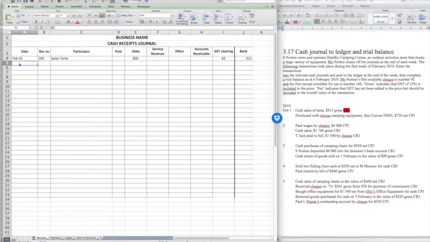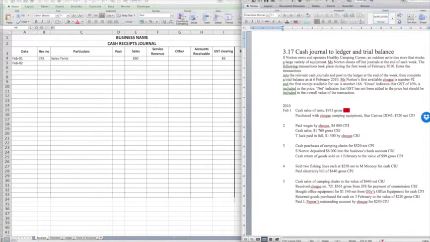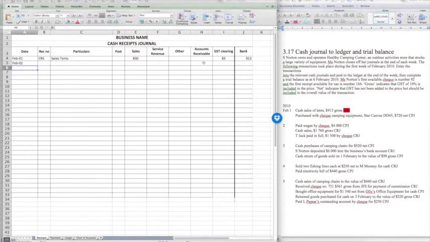Next transaction we've got happened on the 2nd of February. Pop that one in here. So we had more cash sales for $1,760 gross. So again, we'll need to work out the GST on that one. Dividing 1,760 by 11 gives 160, and we will put the 1,600 into our sales column. This one just goes down as sales, and the receipt number is still CRS.